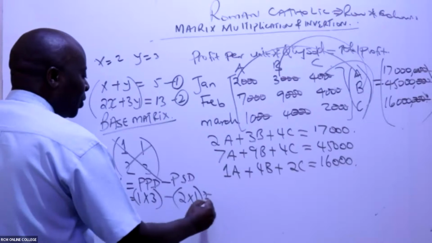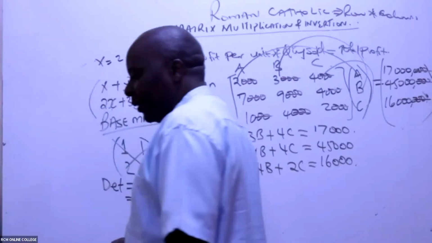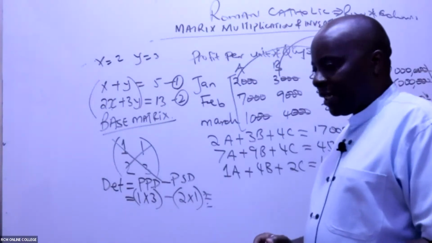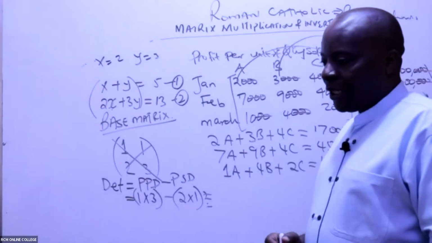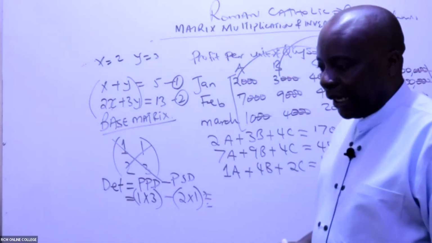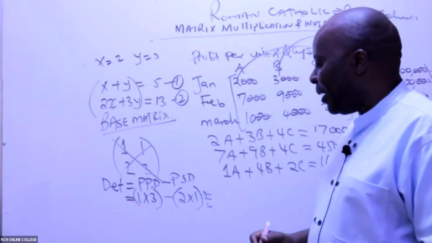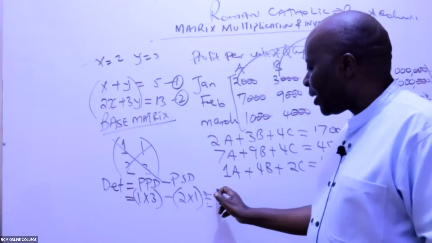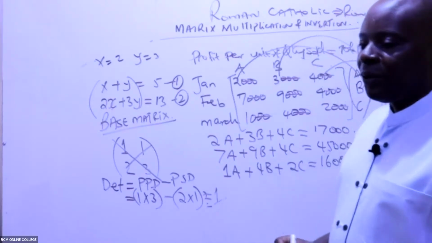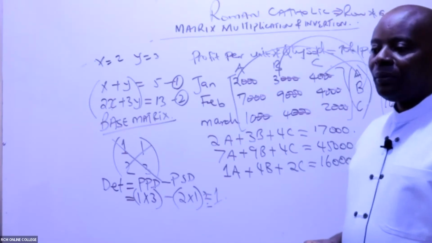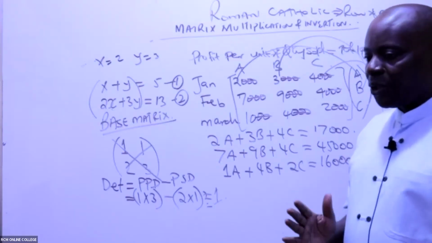So in this case, ladies and gentlemen, what do I have here as the determinant? Elvis is giving me the answer there. I'm waiting to be given these answers by many students. So the determinant of the base is 1. Thank you so much.